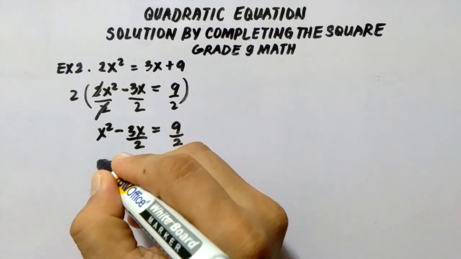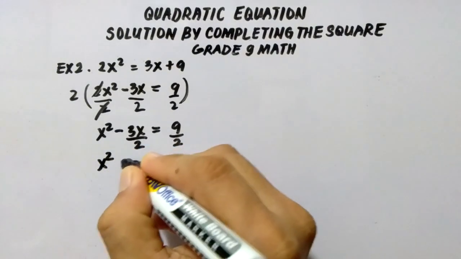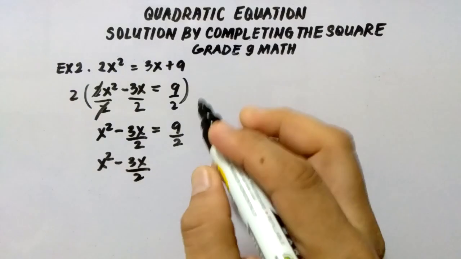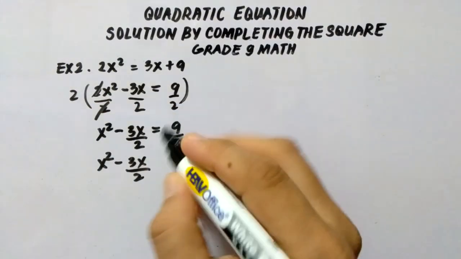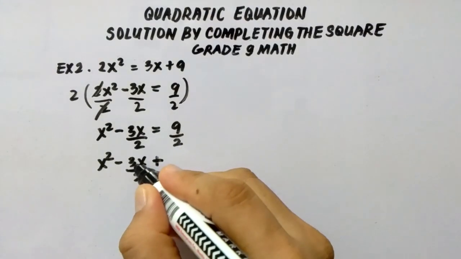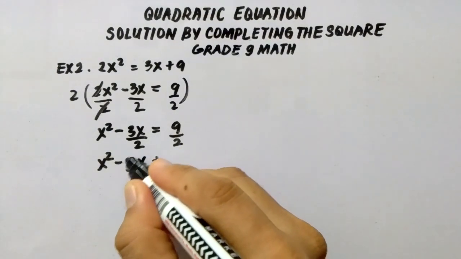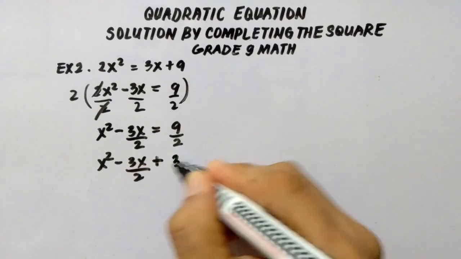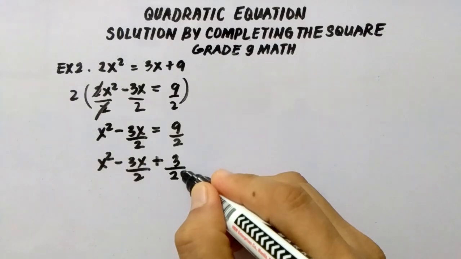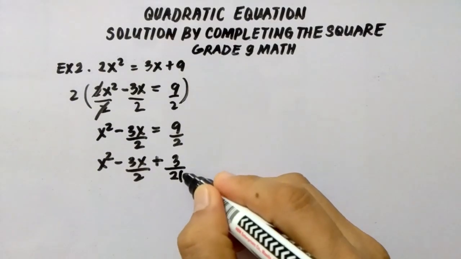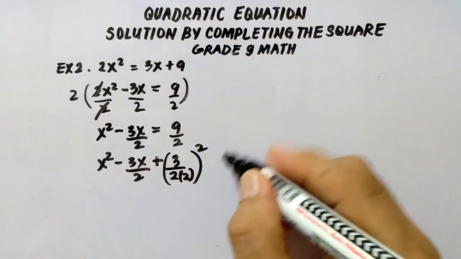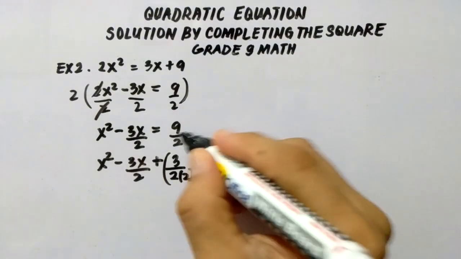Then, x squared minus 3x over 2. So, katulad po ng ginawa natin sa example number 1, mag-a-add po tayo, no, ng plus sign dito. Then, kukunin po natin yung coefficient ng x. Okay, so meron pong 3. Then, over 2. Then, meron po tayong over 2 din na ilalagay dito. Okay. Then, i-square po natin ang results. Okay. Then, equals, so 9 over 2.